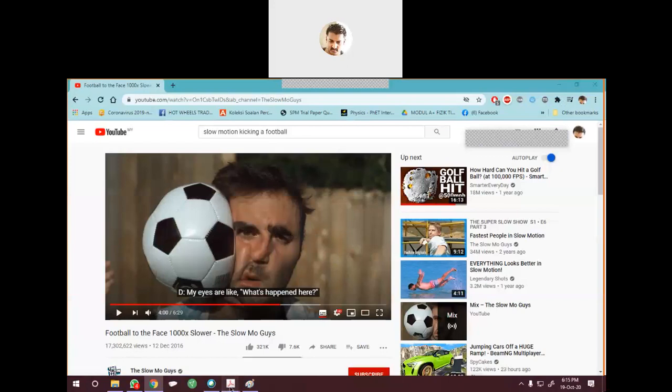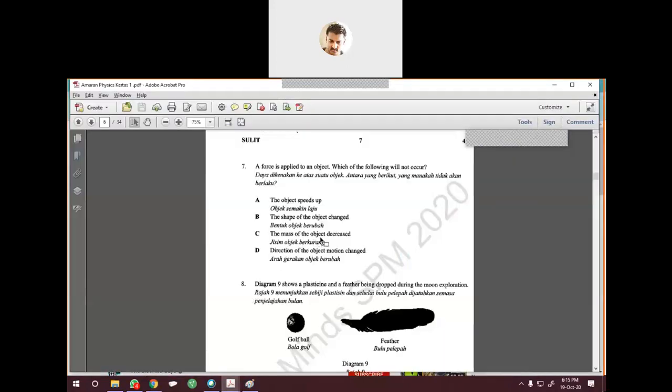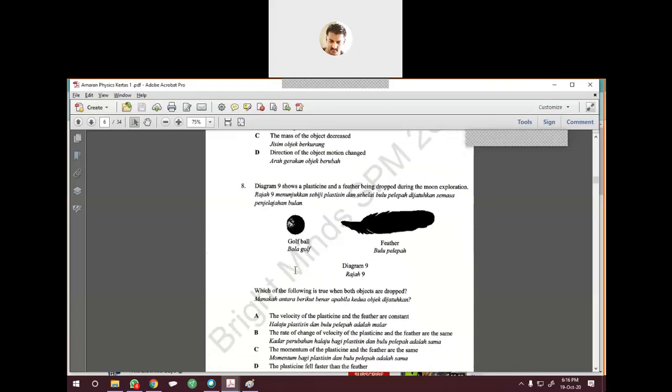Next question. The mass of the object decreases? No, the mass of the object will remain the same, unless you're kicking, let's say, a ball made from sand, then obviously it will change. But now they're talking about a normal object, assuming that the mass is intact, so usually the mass won't change. The direction of the object and the motion will also change. The answer is C.